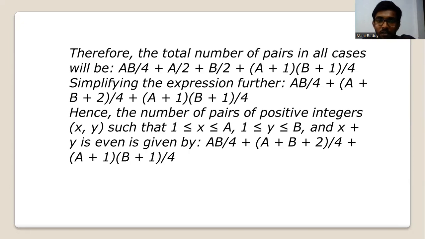Now the expression for finding the total number of pairs in all cases, simplified, will be ab by 4 plus (a plus b plus 2) by 4 plus (a plus 1) into (b plus 1) by 4. This is the simplified equation. Till now we have no need of any coding language. Here, till now, you have basic mathematics only.